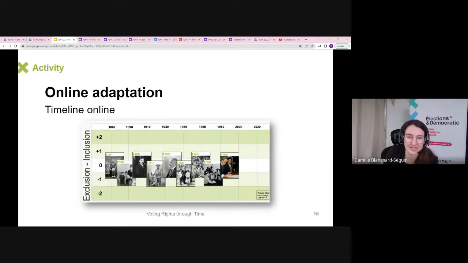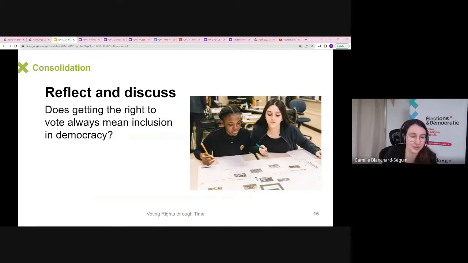Now you've seen the online adaptation where students place this online. And after they've done the activity, and have seen everyone's different timelines, we are going to have a consolidation, so a reflection and discussion. So we invite you to ask your students the question: does getting the right to vote always mean inclusion in democracy? So we'll give you a minute to think about that.